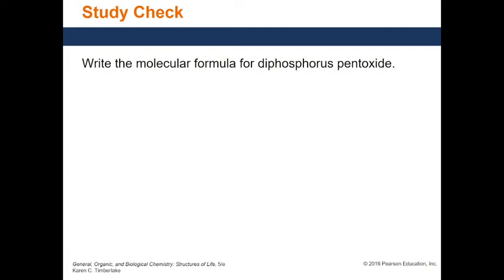Another study check question is, write the molecular formula for diphosphorus pentoxide. So first, when you see this name, you know this is a molecular compound. Why? Because you're seeing these prefixes written and you never see prefixes written in ionic compounds. So what would be the formula here? We'll start with phosphorus. Phosphorus is P. How many? Di, meaning we have 2 of those. So whatever your prefix is will turn into your subscript.